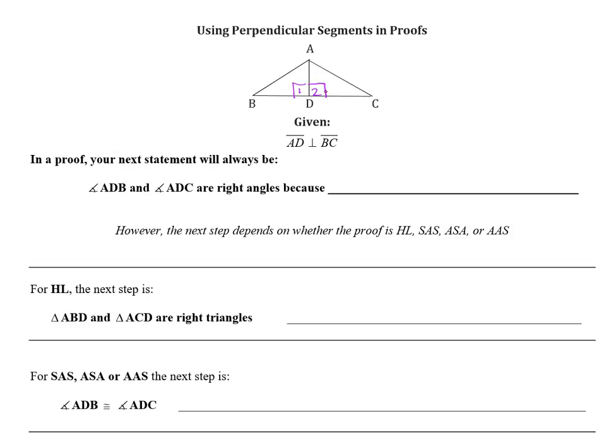So in a proof, your next statement is always going to be that they're right angles, and that's because perpendicular lines create right angles. Okay, but your next step depends on whether you want your proof to be HL or whether you want it to be side, angle, side, or angle, angle, side. Okay, so let's say, for example, I want it to be HL.